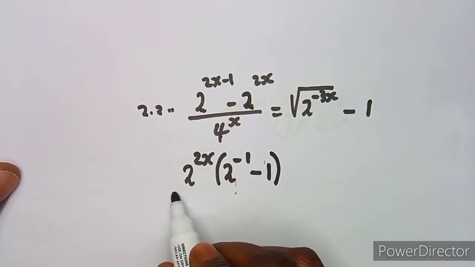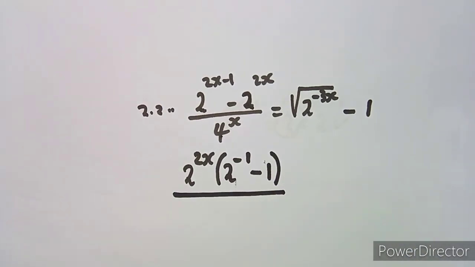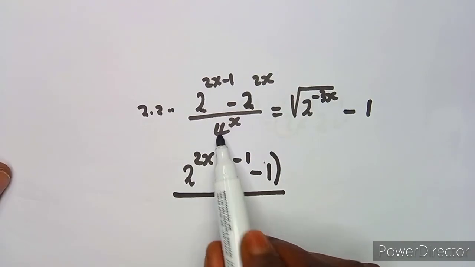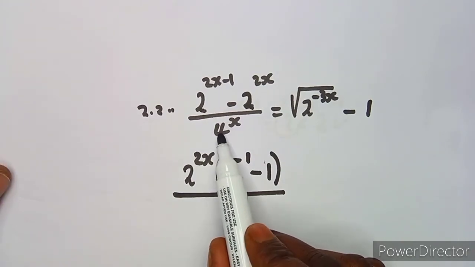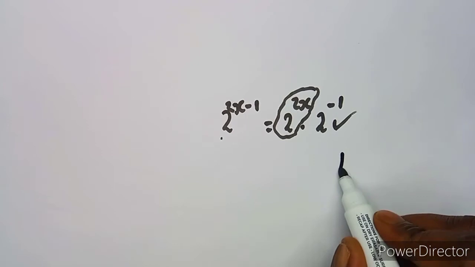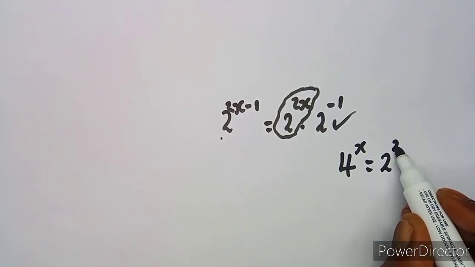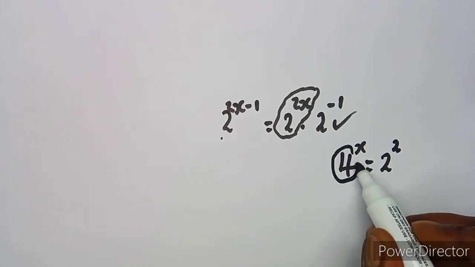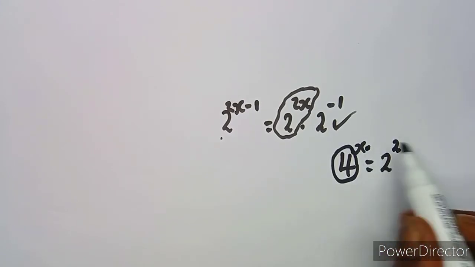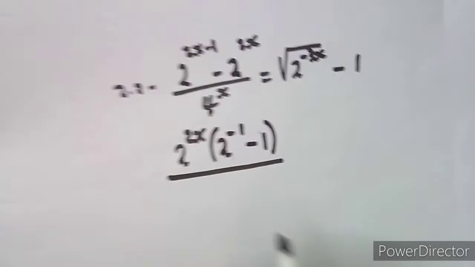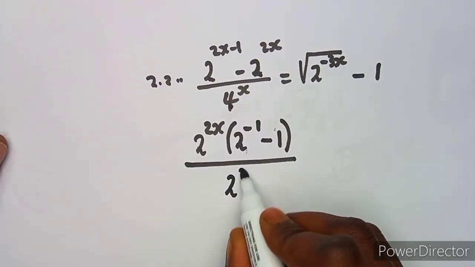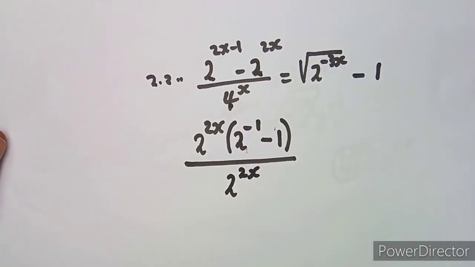Everything over, remember we want to write in terms of 2, so this 4 in terms of 2 is the same as 2 to the exponent of 2, like this, from this 4, but already there was an exponent of x, so it's going to be 2 to the exponent of 2x, like this.